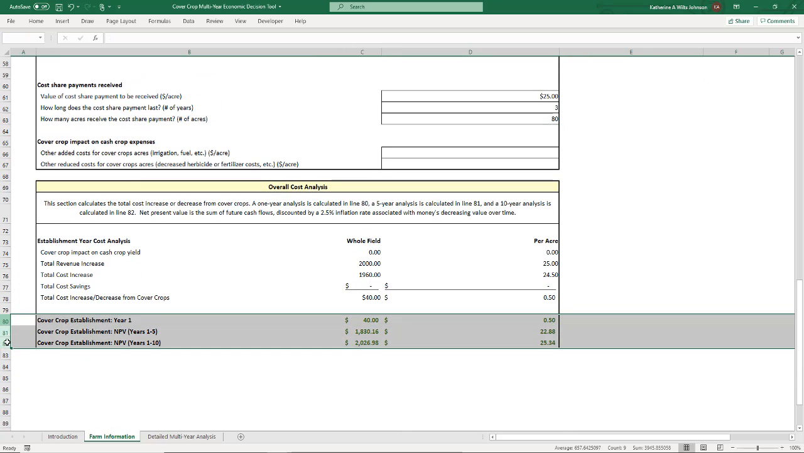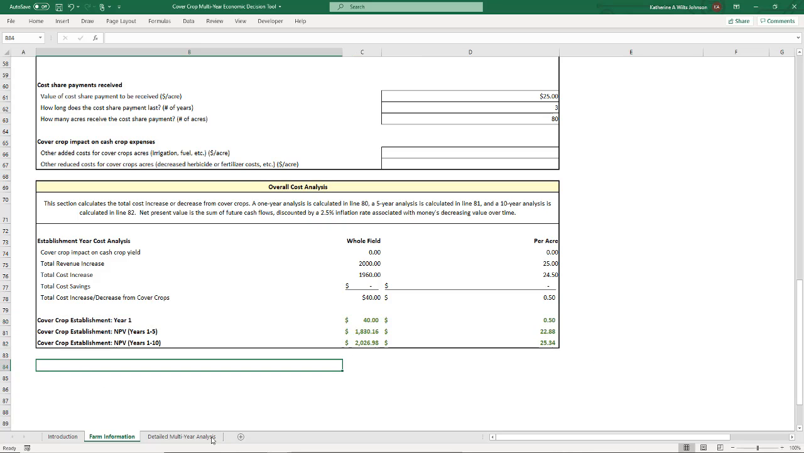Now we see positive cash flows for all of these net present value analyses. So again, as I said, a positive net present value indicates a positive return on the cover crop investment. So we want to see positive numbers here. These are just a couple of different examples of how someone might use this tool to analyze the impact of cover crops on their farm.